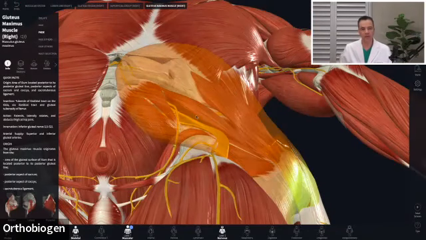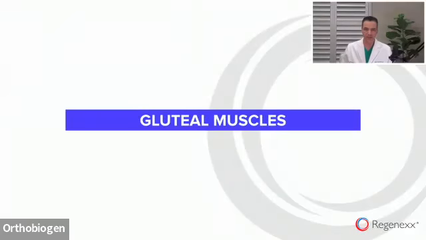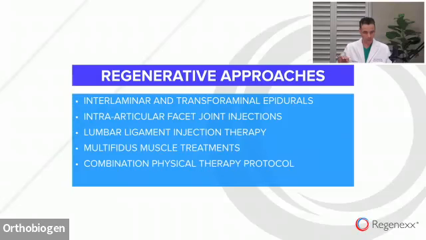So it's helpful to understand that there's a complex group of muscles back there that can actually cause all of the symptoms of sciatica, which again, you're starting to get the understanding that sciatica is a lot more complex than people realize. All right, so regenerative approaches to how we address this, right?